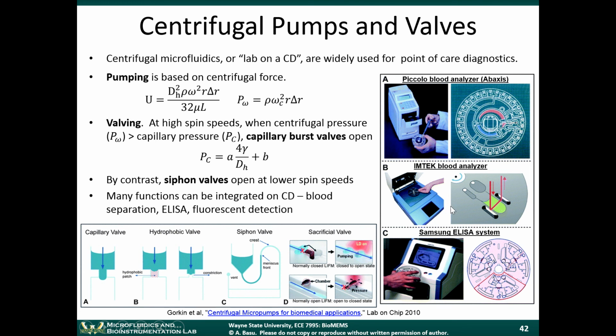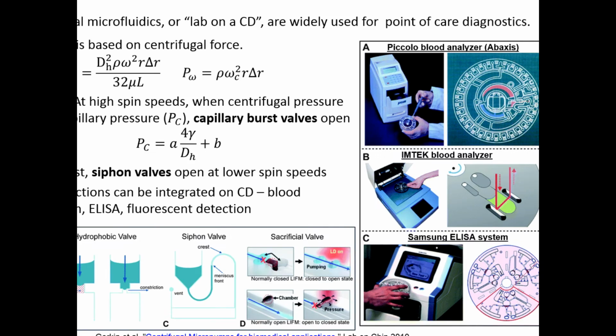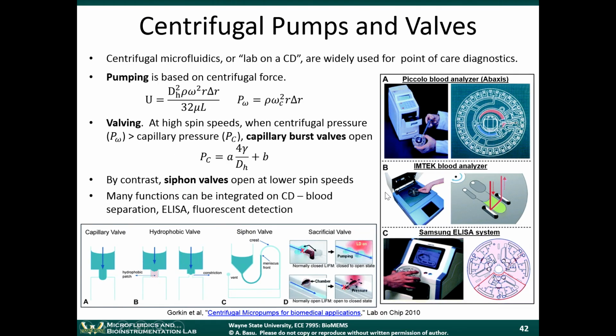Now, I just want to mention again that Centrifugal Microfluidics has been commercialized by several different companies, and you can integrate many functions on there. You can integrate blood separation. You can separate red blood cells from white blood cells, from blood plasma and all that stuff. You can do ELISA, which is an enzyme-linked immunoassay. It's a technique used to detect proteins. You can have fluorescent detection on board also.